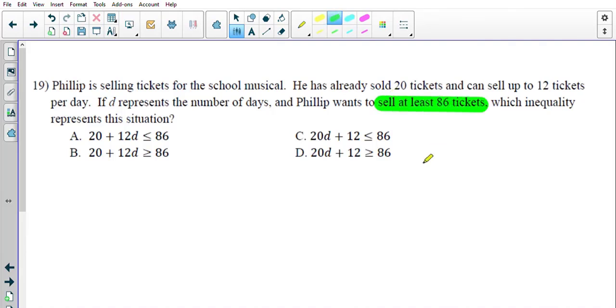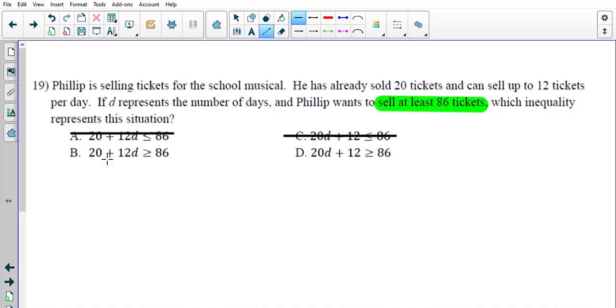All of these have 86 by itself on the right-hand side. We need to recognize that at least is greater than or equal to. So let's eliminate the choices that do not have greater than or equal to 86. This one does not, and this one does not. So we're now down to a 50-50 shot here. We've only got 2 possible choices.